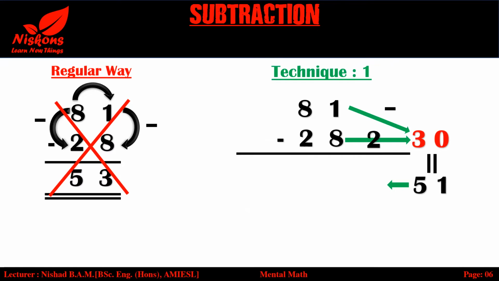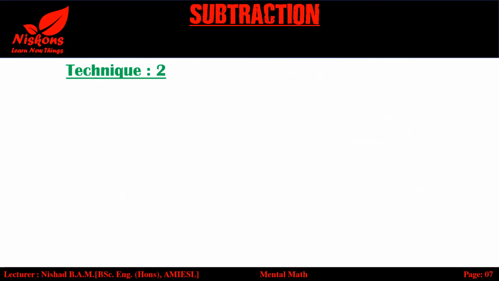Then after, we have to add these two numbers, the result plus the difference, which is 51 plus 2, which is equal to 53. This is how we subtract by using the next tens numbers. Similarly, let me give you another example for technique number 2.